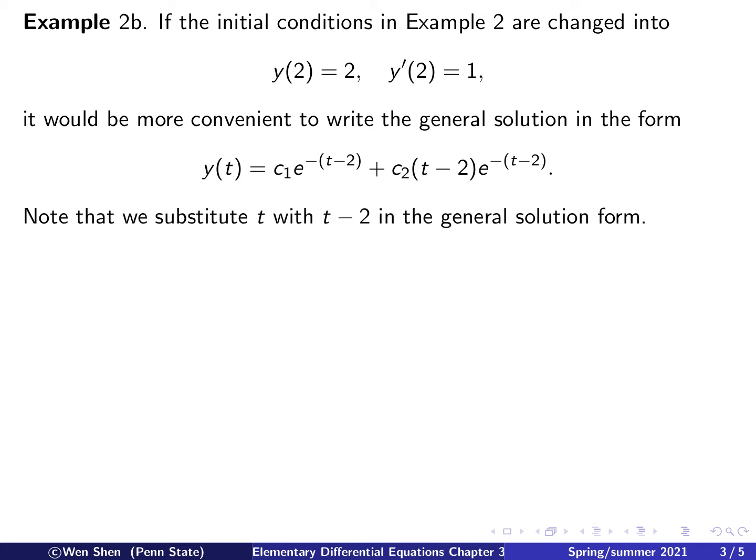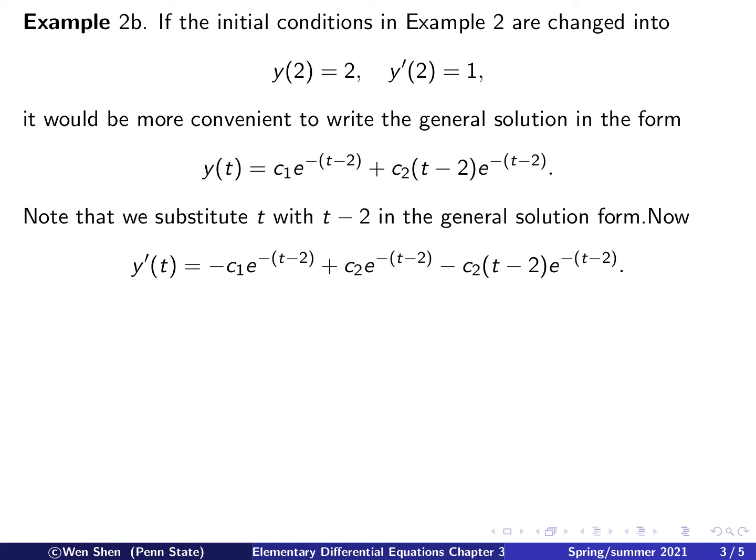That is, wherever you have t, I will put t minus 2. So y(t) will be c1 times e to the negative (t minus 2), and then c2, and this becomes (t minus 2) times e to the negative (t minus 2). Okay, and you will see soon that this will make the next step easier.